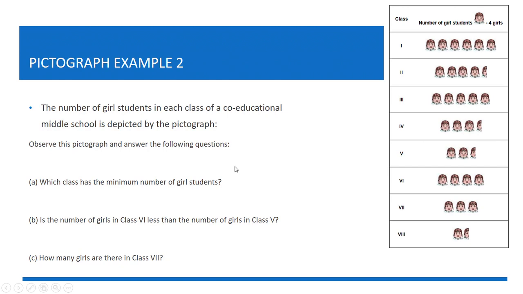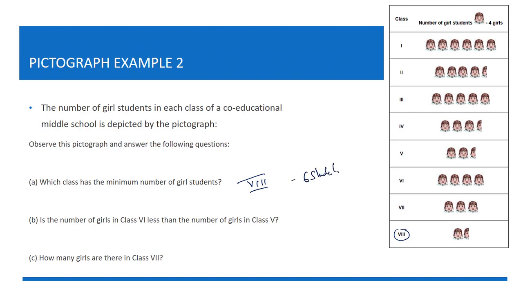Let us go with one more example here. The number of girl students in each class of a co-educational middle school is depicted by the pictograph, right? So we are supposed to answer these questions. Which class has the minimum number of girl students? By observing, we can conclude that it is 8th standard. This is 8th standard with the minimum number of students. So how many? Each girl face represents 4. 4 plus 2 is 6 students.